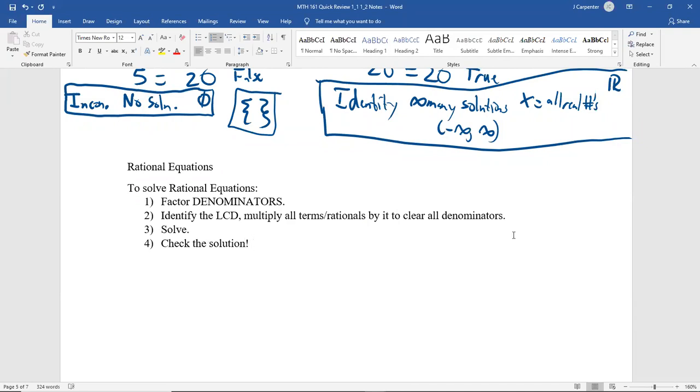You must check the solution. In fact, I'm going to throw in the word must in here because maybe that'll help. Because half my students never want to check the solution. But guess what?